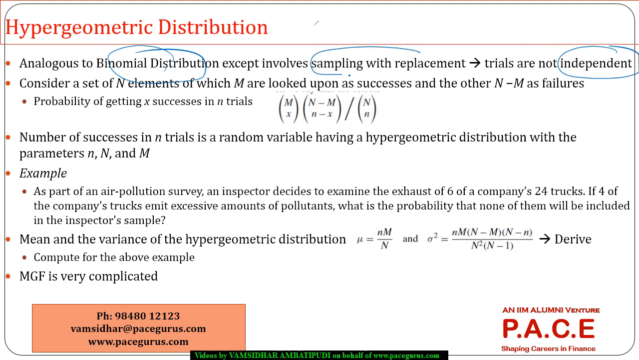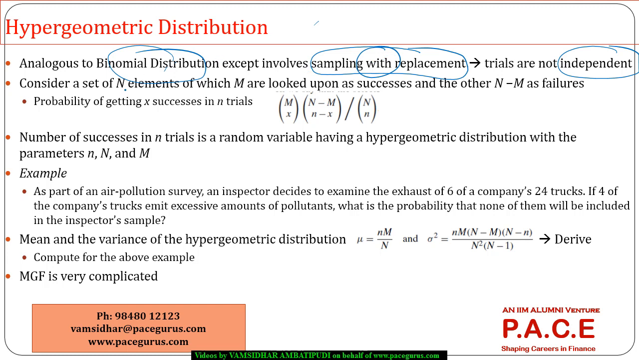There is a sampling without replacement. Right? I am looking at sampling without replacement. So binomial distribution will have sampling with replacement, whereas in hypergeometric, I am looking at sampling without replacement.